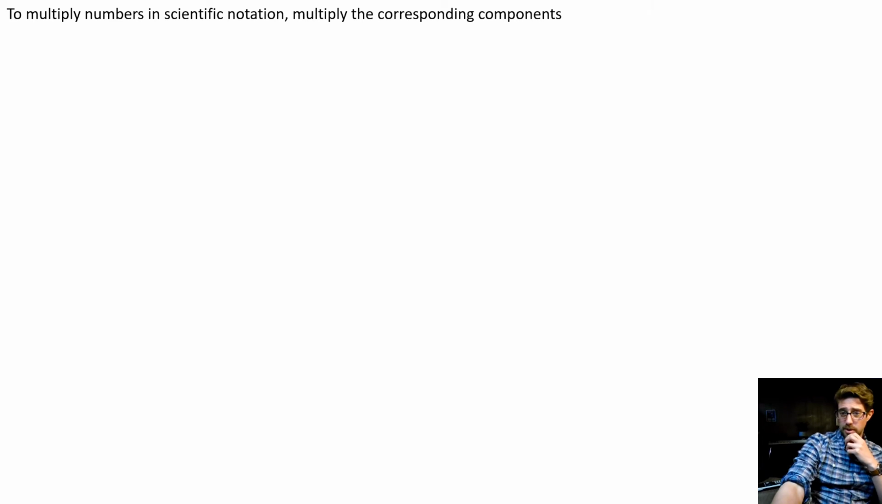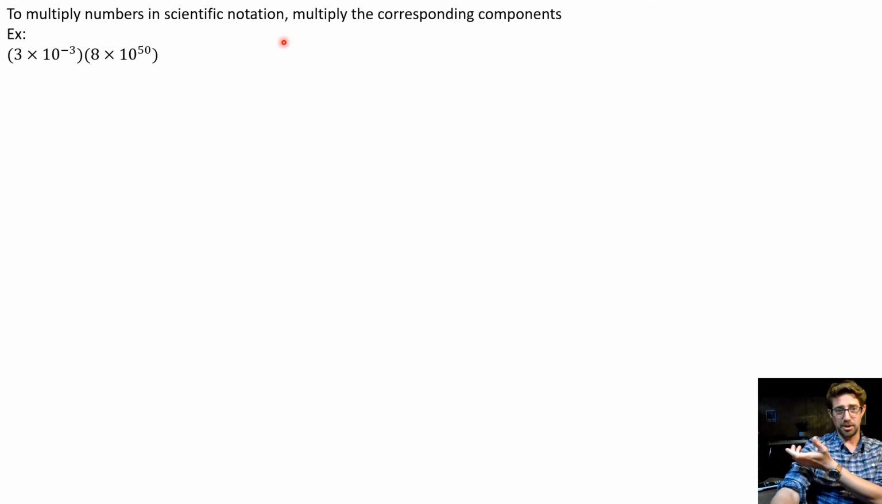Okay, now we're just going to see how to multiply and divide numbers that are already in scientific notation. Not hard. 3 times 10 to the negative 3 times 8 times 10 to the 50th. So what you don't want to do is turn them into regular numbers and then multiply them, because this one has 50 zeros, right? Pain in the butt, but you don't need to.